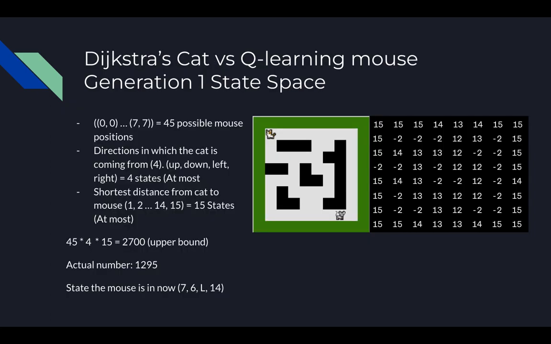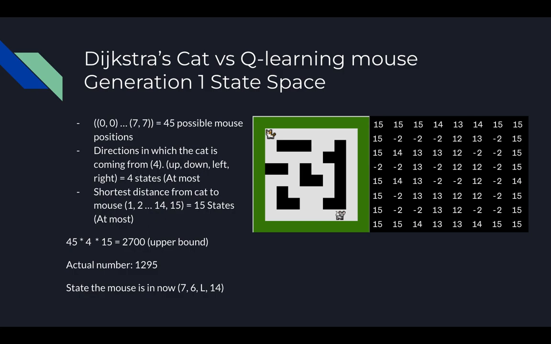Now to move on, the first training process involves training the blank slate mouse against Dijkstra's cat. I would like to start off by talking about the MDP. The states for this training process include the possible mouse locations, which exclude all walls. We therefore have 45 blank tiles in this map. We also have 4 possible directions the cat can be coming from, which is found by the path the cat is taking towards the mouse, and we take into account the distance from the cat to the mouse.